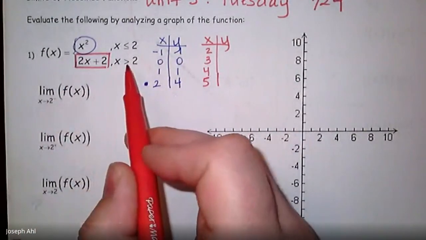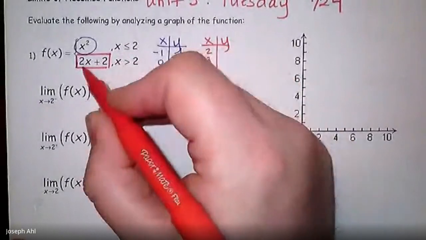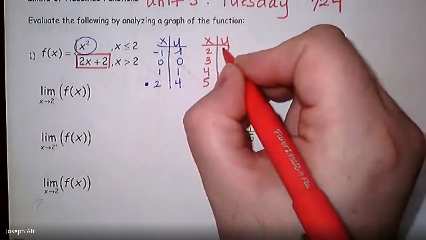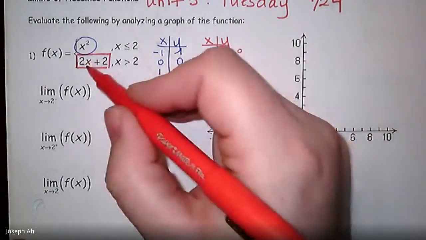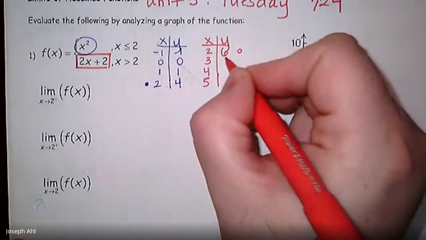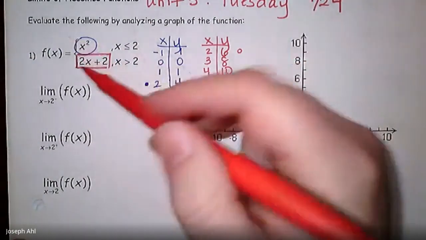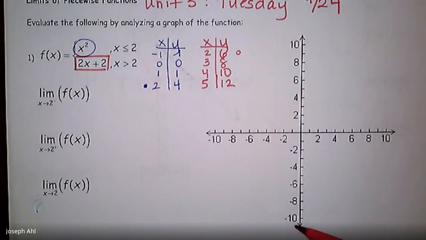Now, even though it says we're going to graph this when x is greater than 2, I still want to see what's happening at x equals 2. So when I plug in 2 for x, 2 times 2 is 4 plus 2 is 6. That's going to be an open circle. When I plug in 3 for x, we're going to get 6 plus 2, which is 8. And then I'm going to get 10. And then I'm going to get 12. Because the slope of the line is going to make it such that the y values increase by 2.